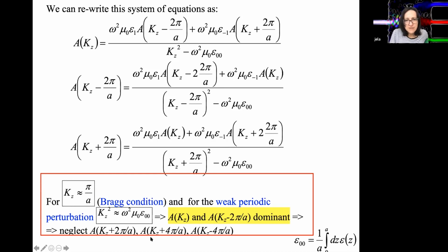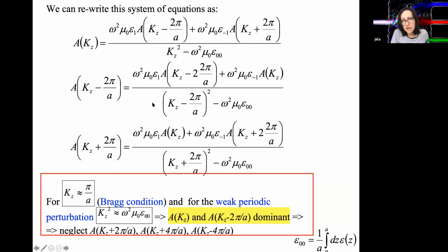Okay, so if k is approximately equal to pi over a, and you are around this Bragg condition, what happens? Well, from the first expression, if the perturbation is weak, you know that k and omega times square root of mu naught epsilon00 are roughly equal. That's what we said, right? You're around this point. That means that the denominator of this first expression is around 0, which means that a of k is going to be very large, okay?